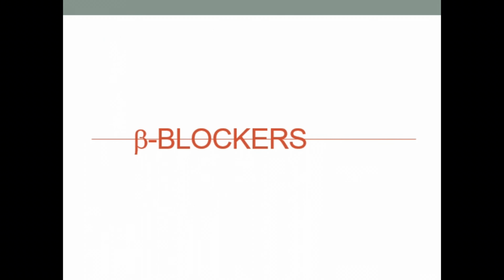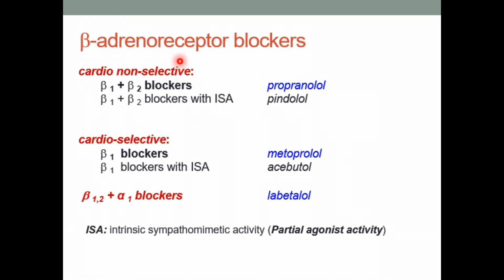Okay, so that's it for alpha blockers. Let's go on to beta blockers. Beta blockers can be divided in several ways. One of the ways is to divide them into cardio non-selective. When you say cardio, that means beta 1. Beta 1 is the beta receptor in the heart.